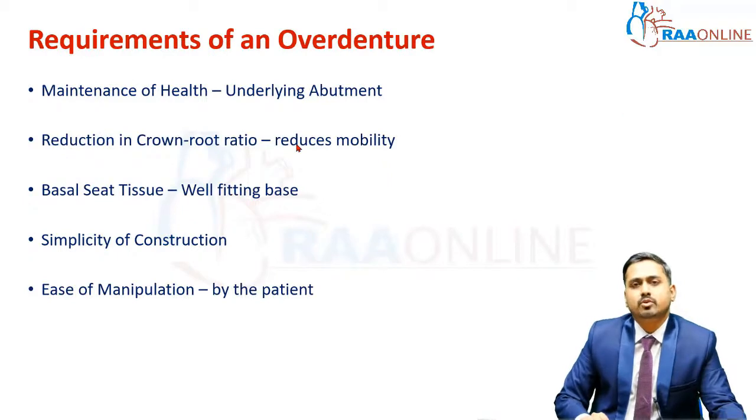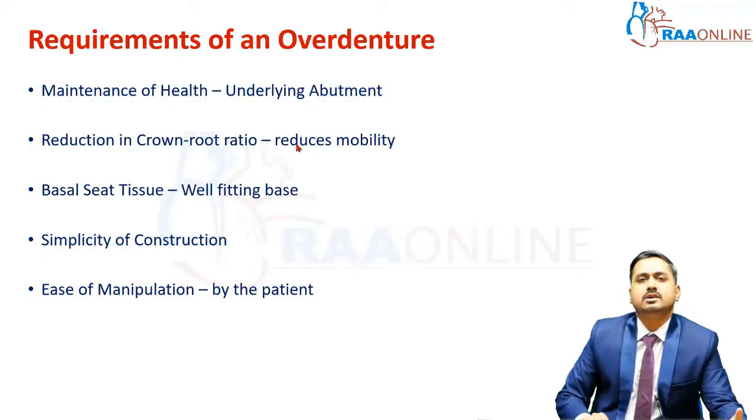Basic requirements of your overdenture, starting off with maintenance of the health of your underlying abutment teeth, which provide support for your denture, and reduction in the crown root ratio, which again reduces the mobility of the teeth. Imagine a tooth with mild mobility: if the crown root ratio has been reduced to a certain extent, that can obviously reduce the mobility of that particular tooth once the periodontal health has been regained.